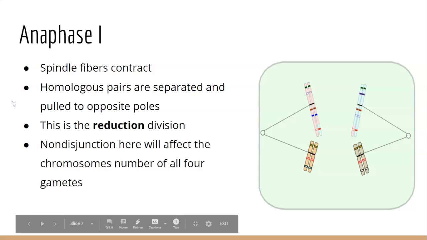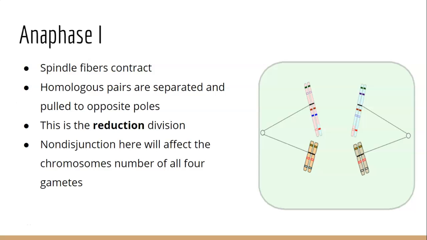And then anaphase 1. This is where the spindle fibers contract on those centromeres and pull the homologous pairs to the opposite poles. They're separated. This is the reduction division. Highlight this, star this, underline this. This is the reduction division. And this is where non-disjunction can occur and can affect the chromosome number of all 4 gametes. So if the homologous pairs don't separate properly, you can have non-disjunction, and it will influence all 4 of the gametes that could be produced.